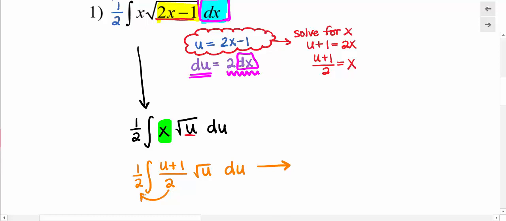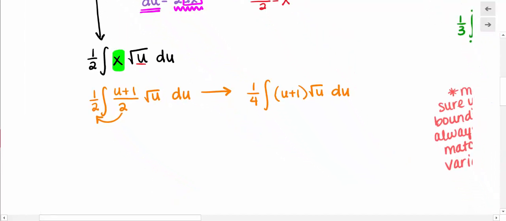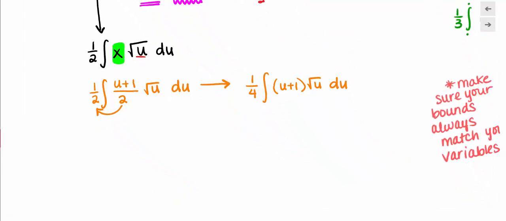I am going to move that extra half out front, so that becomes 1/4 times the antiderivative of (u plus 1) times the square root of u. And now I need to be able to integrate that. Well, again, we don't have a product rule, quotient rule, etc. for anti-differentiation, so I do need to multiply this out.